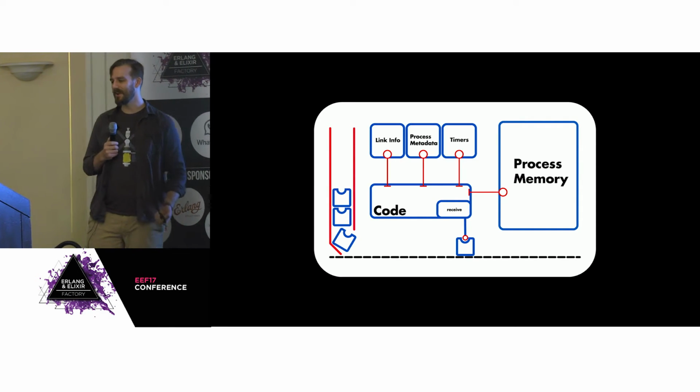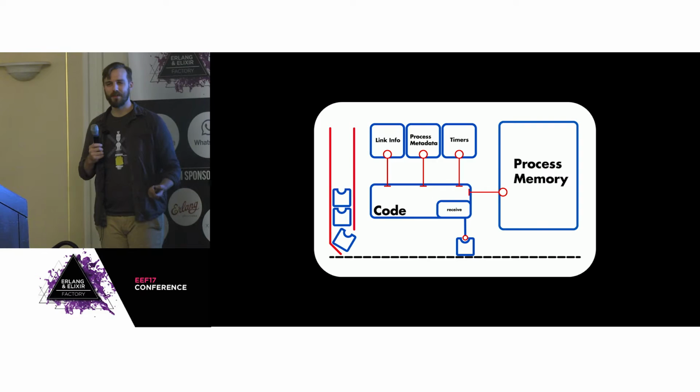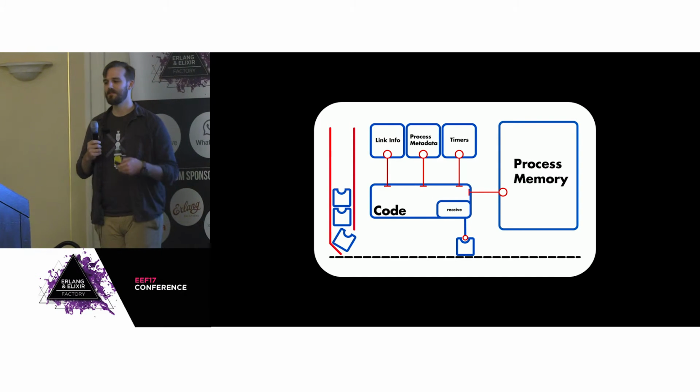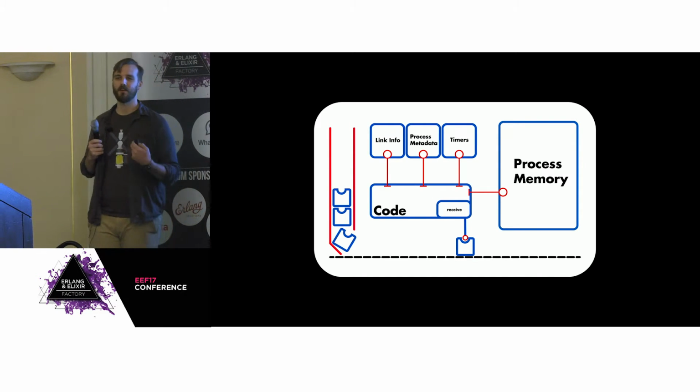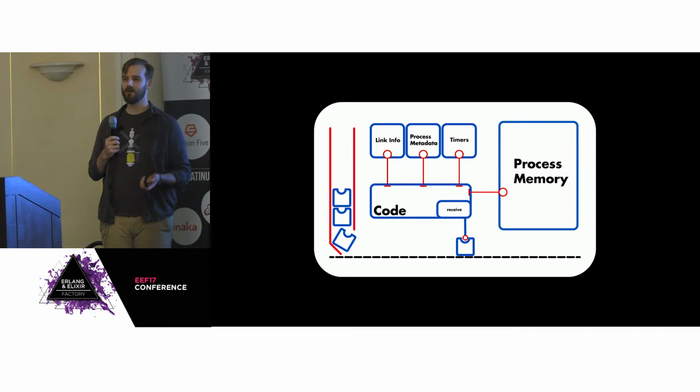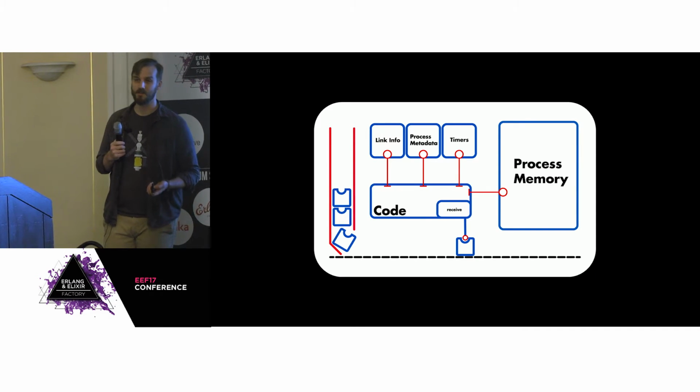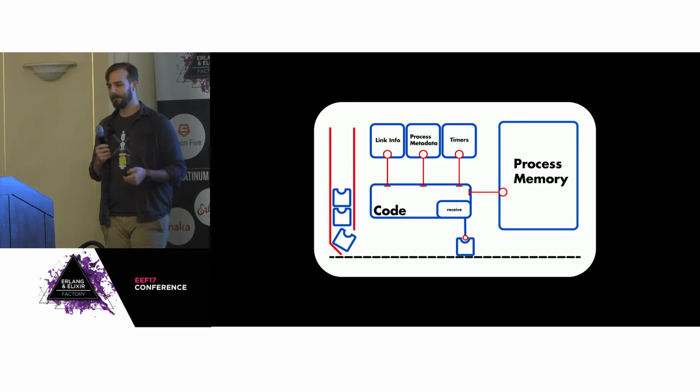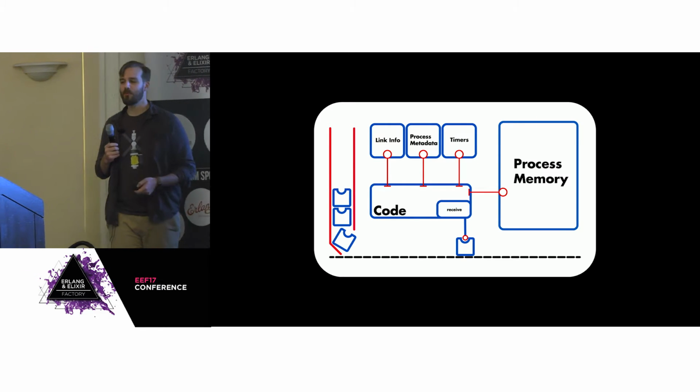And then Erlang processes have a little bit of metadata in them. They have references to timers. They have references to links, their priority. If you didn't know, you can set Erlang process priority. It's relatively coarse-grained, but it is possible to do. So that's an individual process.